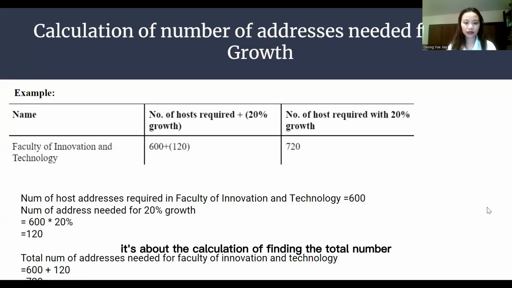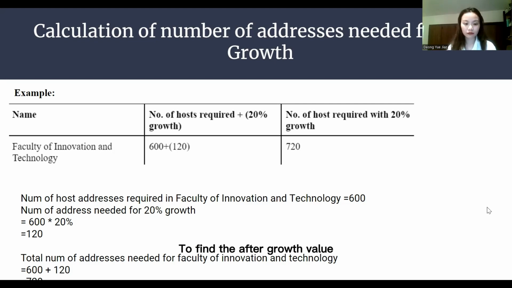This slide is about the calculation for finding the total number of host addresses that we use in our network topology and design. We are required to consider the number of addresses reserved for 20% growth, based on the assignment question, just for all the faculties. I will give an example: the Faculty of Innovation and Technology, which is located in location B. Its default number of host addresses required is 600.